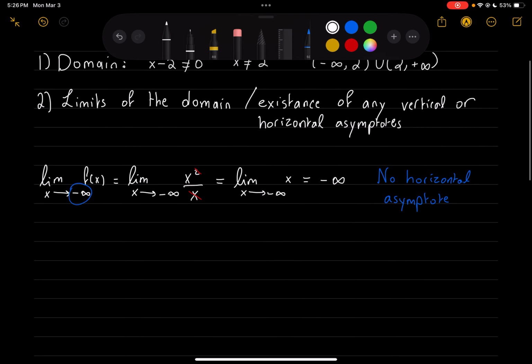Similarly, for positive infinity, I'm not going to repeat all of the process. It's literally the same exact thing. It's going to be positive infinity, which means no horizontal asymptote.